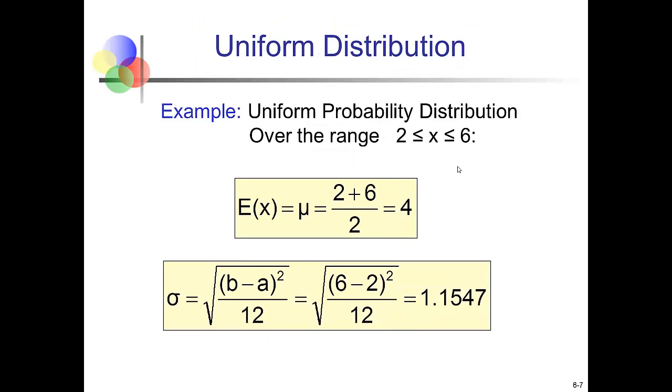So here's an example on a range from 2 to 6. The expected value, or the average, is 2 plus 6 divided by 2. 2 plus 6 is 8. Divide that by 2 and we get 4. The standard deviation for this distribution is b minus a, or 6 minus 2 squared, divide by 12, and then take the square root. So if we do that calculation and simplify, we will get a standard deviation of 1.15.